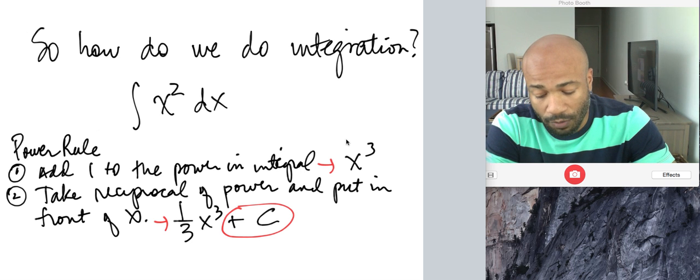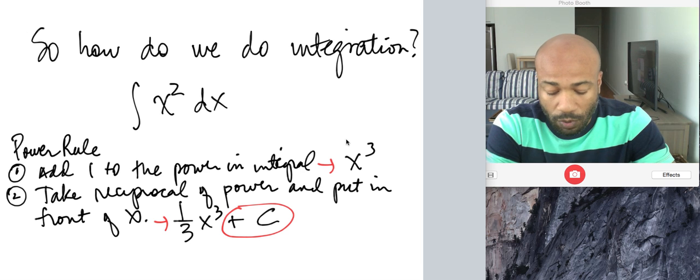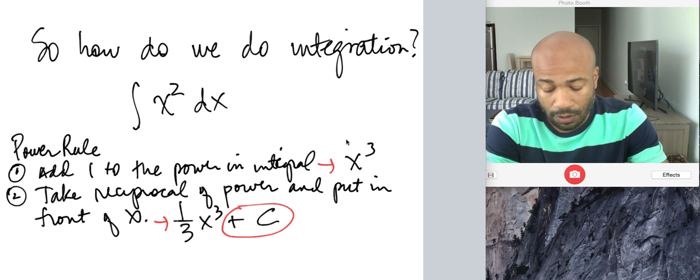So to do the power rule, you're going to take a look at the integral of x squared with respect to x. Power rule says you take that x squared and you add a power from the integral.